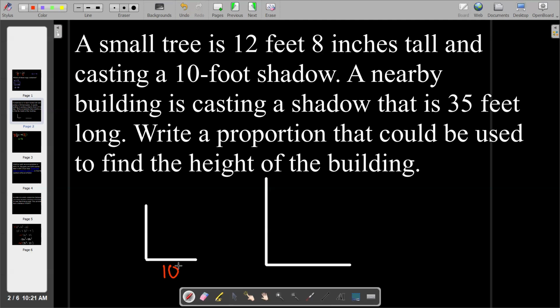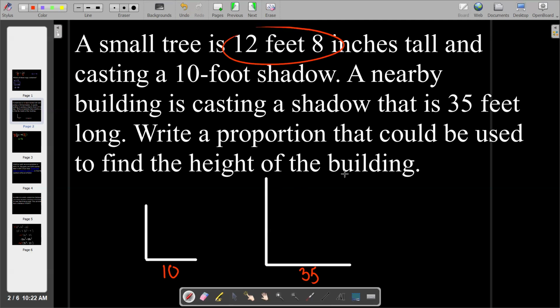And what else can I put in? 35 on the shadow of the building, like this. Seeing the picture is what keeps our thoughts straight and making sure that our proportions are in line with each other. So yeah, you guys were saying it before we even talked about the picture.